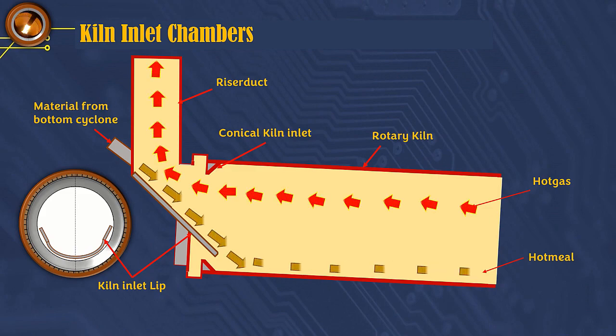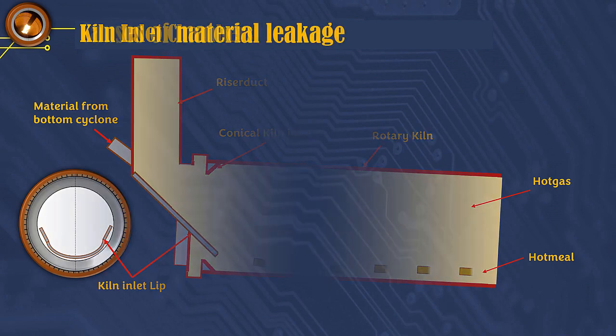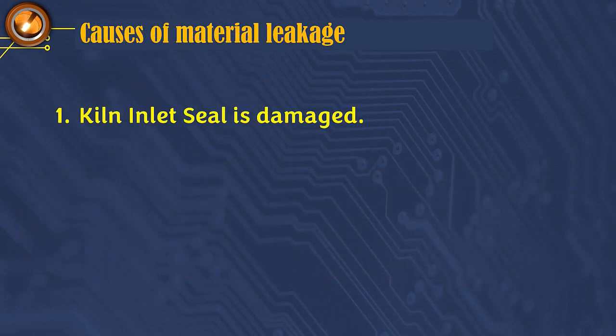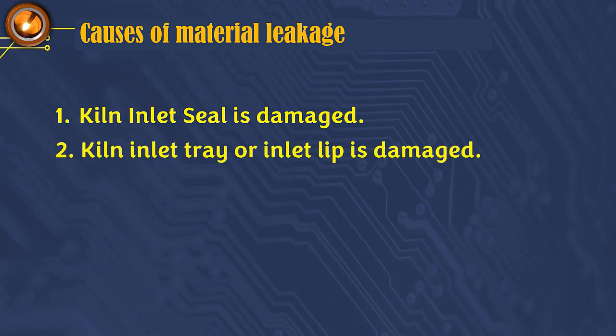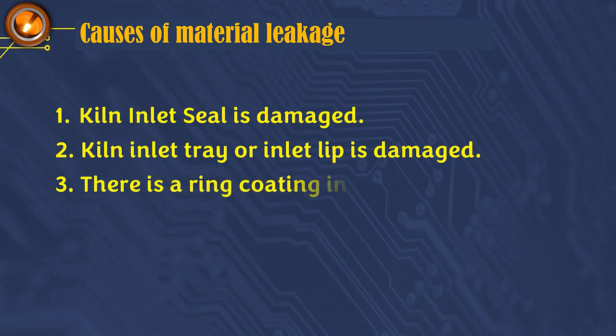And material leaks out of the kiln inlet continuously due to several reasons, including: 1. The seal plate is statically deformed, so that the gap with the rotating part of the rotary kiln is uneven and causes the seal plate to break. 2. There is damage to the lip of the kiln inlet, so that the material does not flow smoothly into the rotary kiln, and some of the material comes out of the conical kiln inlet. 3. There is a ring coating inside the kiln, so that the material is held up to the end of the inlet conical kiln, and the material exits through the inlet seal.